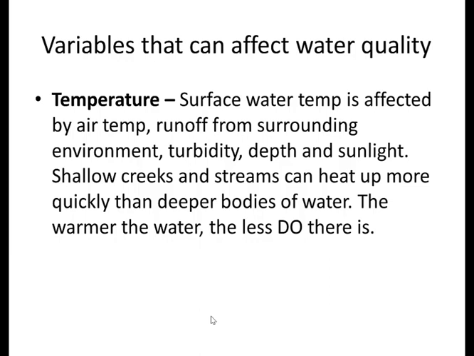And the way a body of water can warm up is based on air temp, runoff from the surrounding environment, turbidity, which is how much stuff is in the water, like dirt or chemicals, and the depth of the water. So the deeper you go, typically it's a little cooler. And of course sunlight. So sunlight can heat up the surface of the water very quickly. And things like shallow creeks and streams can heat up faster than, say, deeper bodies of water, just because they're more shallow. And then the warmer the water, like we said, the less DO there is.